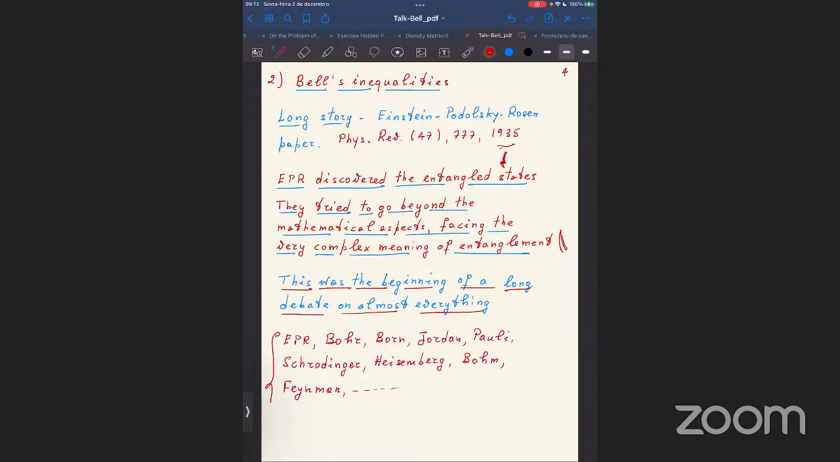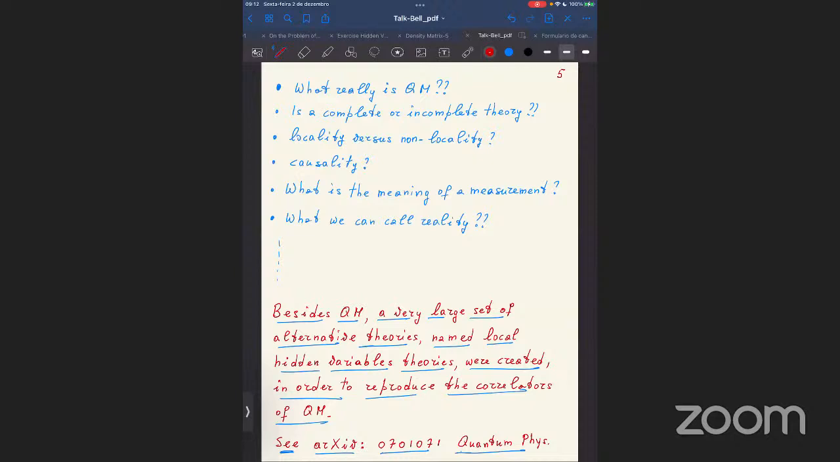Almost everybody participated in the debate: Einstein, Podolsky, Rosen, Bohr, Jordan, Pauli, Schrödinger, Heisenberg, Bohm, Feynman, everybody. And the debate was on almost everything. For example, many questions were put on the table. What really is quantum mechanics? Is it a complete or an incomplete theory? What is locality versus non-locality? What is causality? What is the meaning of a measurement? What can we call reality? I mean, it was a very, very fascinating debate.